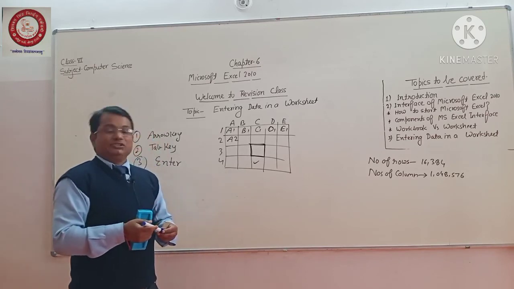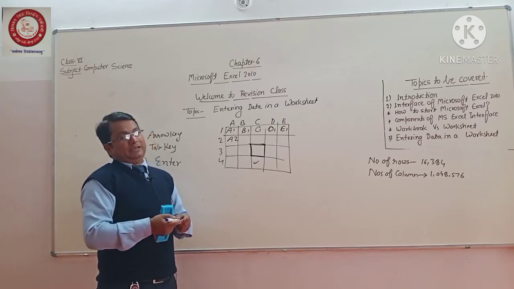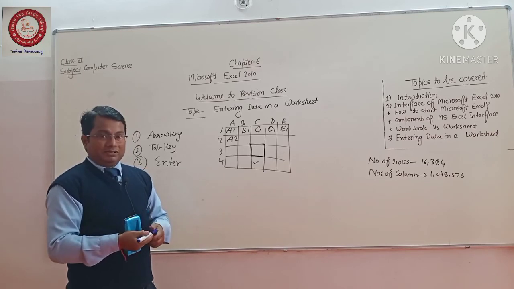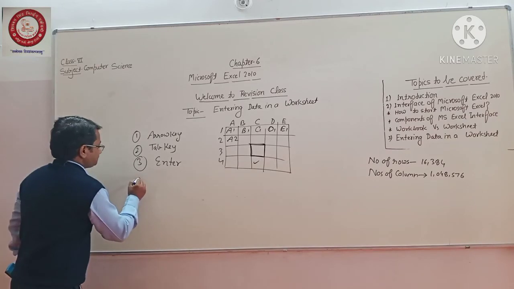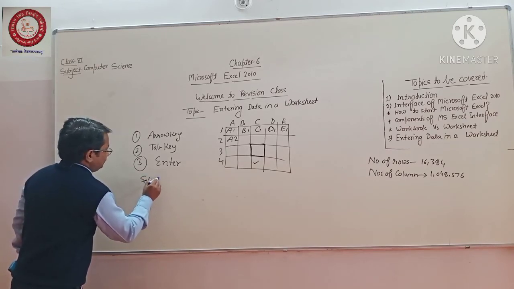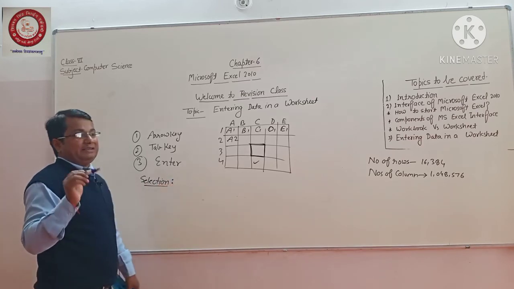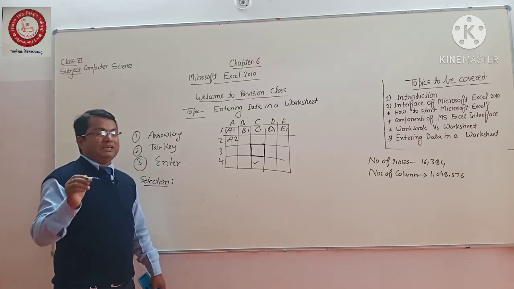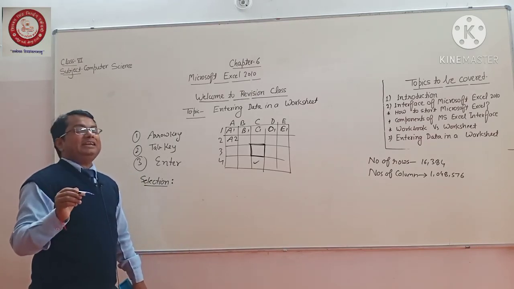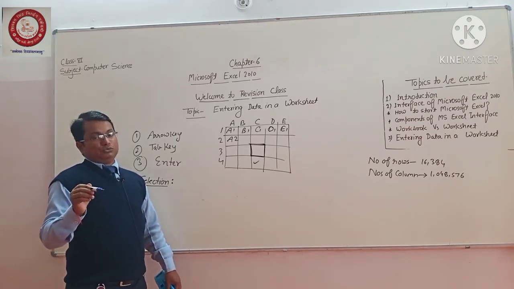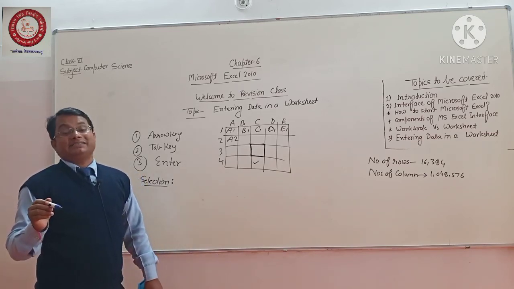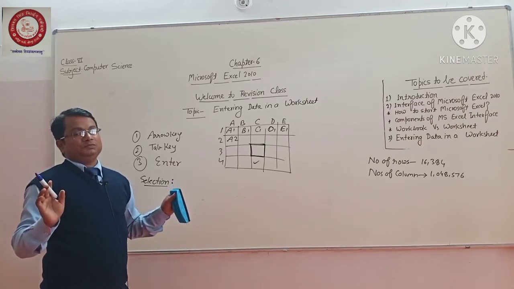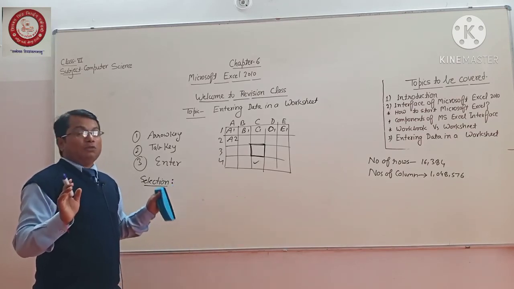For entry, just select your cell and immediately start typing. For selection, it is very easy. Press your left mouse button, and once you have pressed it, drag your mouse, and once the particular cells are selected, release the mouse. This is the exact process of selecting cells.